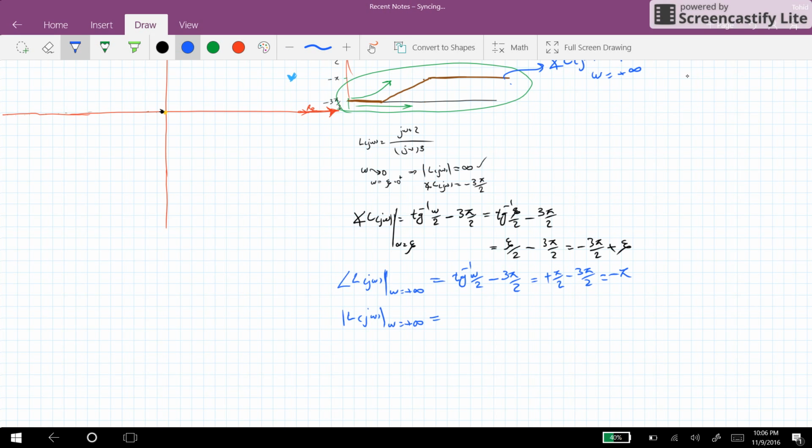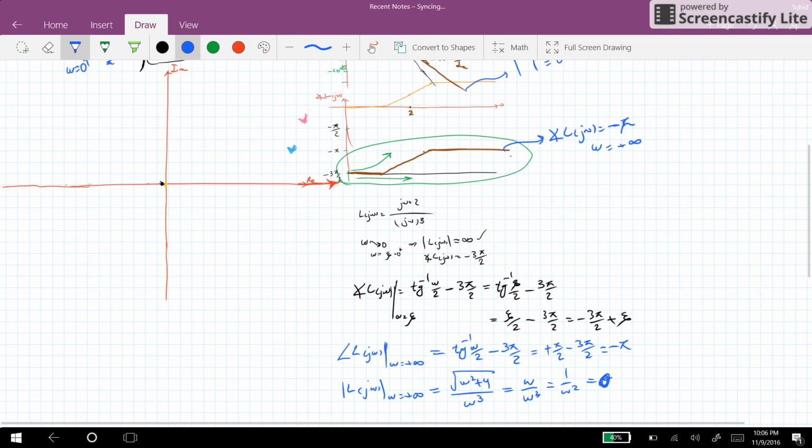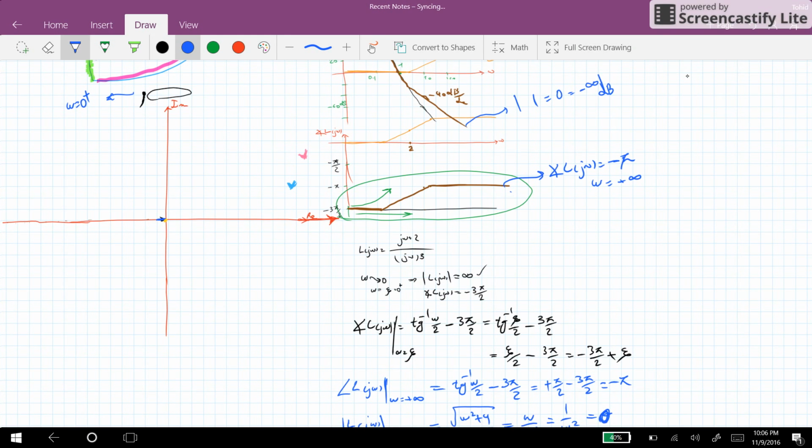And in terms of amplitude, we will have square root of omega squared plus 4 over omega to the power of 3. As omega goes towards infinity, we will have omega over omega to the power of 3, or 1 over omega squared, which is equal to 0. So at omega going towards infinity, we will arrive at the origin with the angle of minus pi.